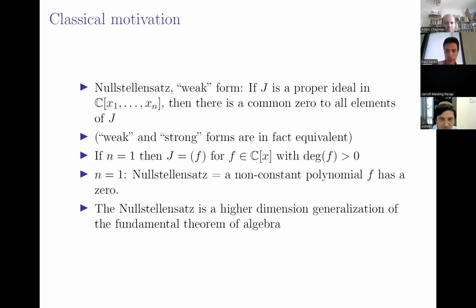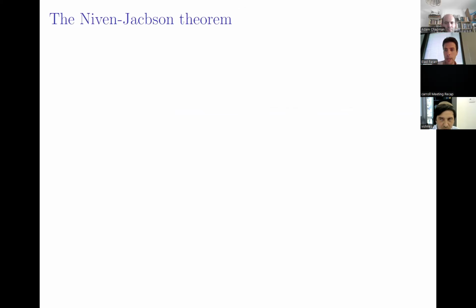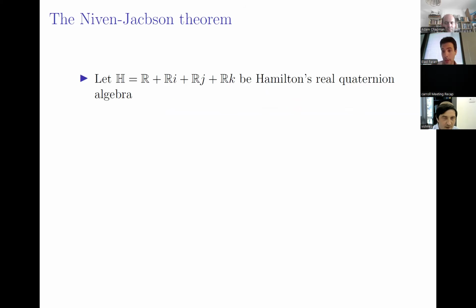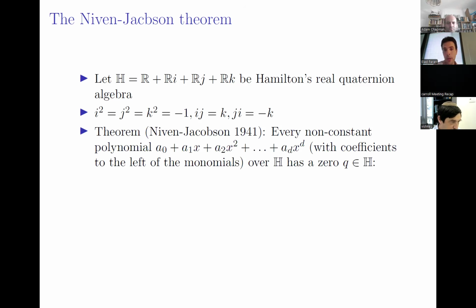Let me jump forward maybe 50 years to 1941. Consider now the quaternion algebra, the classical one, with the usual product rule. Then we have the following theorem. If you have a polynomial over this algebra, where the coefficients are written on the one side of, say, the left of the monomials, then you can find a quaternionic zero of such a polynomial, if it's a non-constant polynomial. So we basically have a fundamental theorem of algebra over the quaternions.